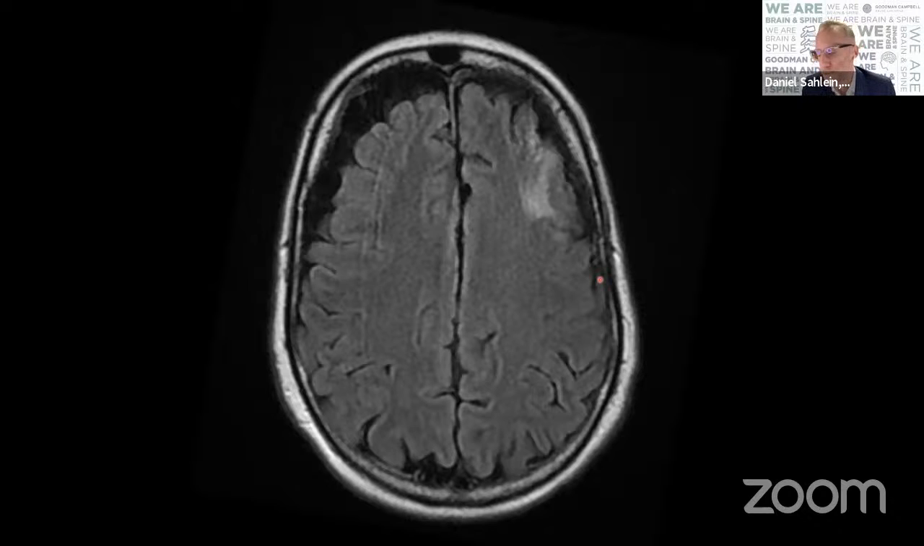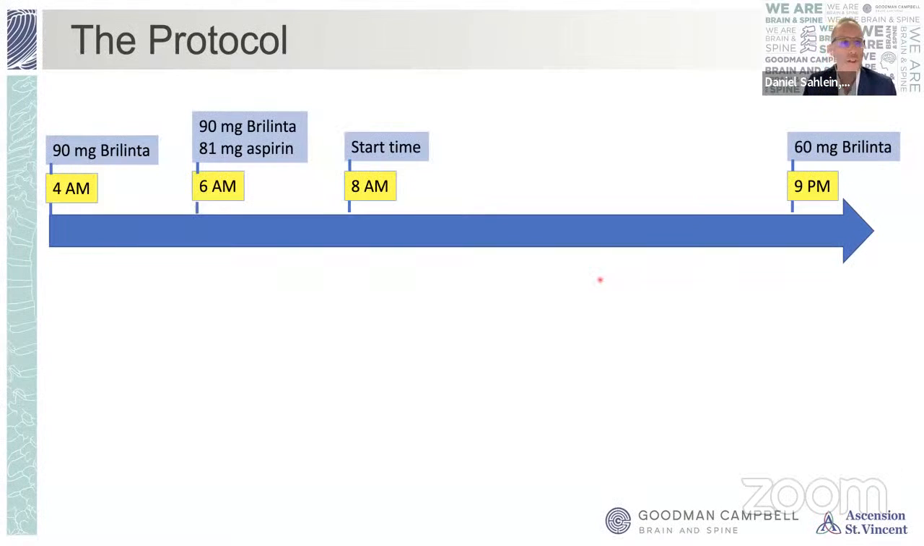I'll just share very briefly our protocol with respect to doing ruptured flow diversion. We've done about 50 of these cases. It's a series that is on my list to write up in the near future. So I like to load on ticagrelor or Brilinta. I do 90 at 4 a.m., 90 at 6 a.m. with 81 of aspirin, and then we start at 8 a.m., period, hard stop.